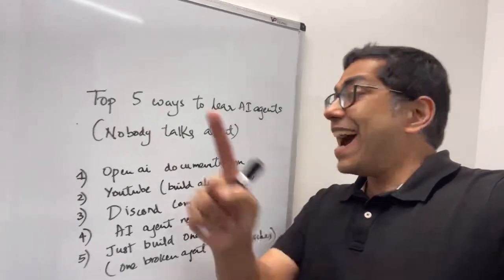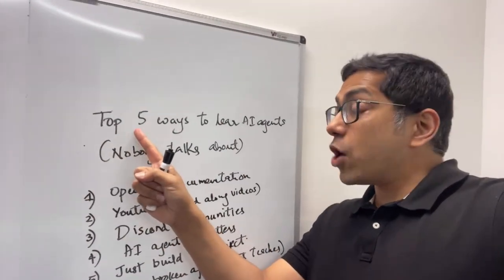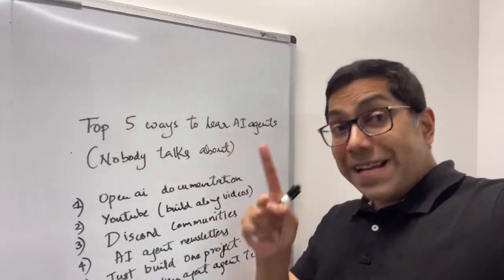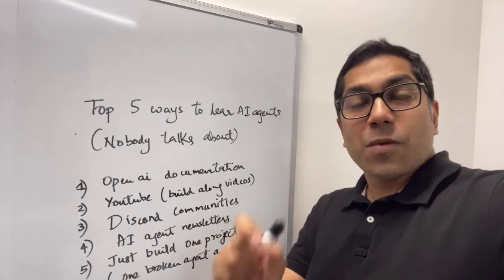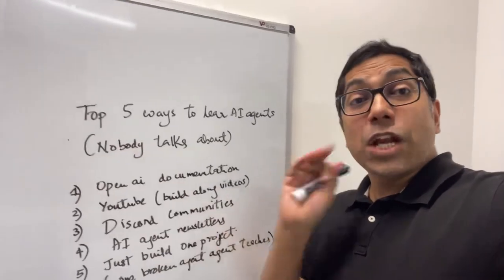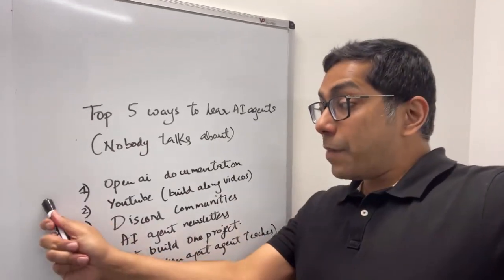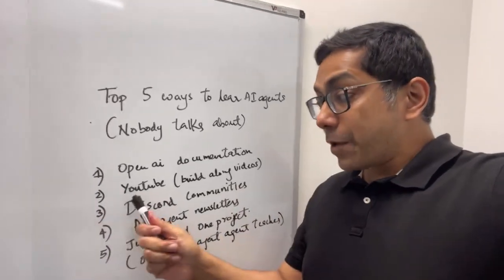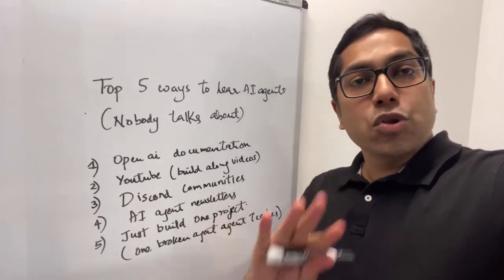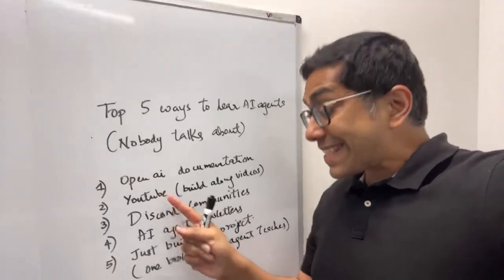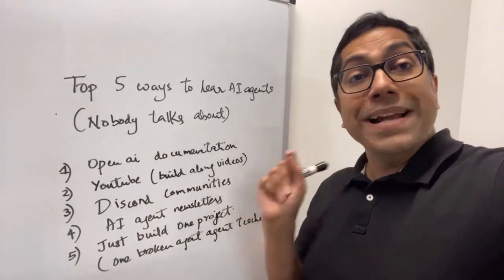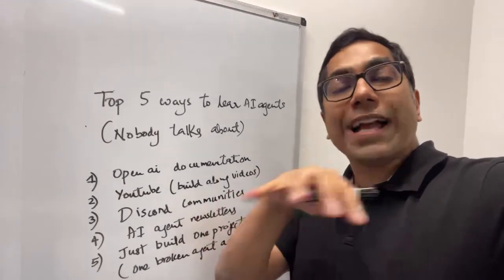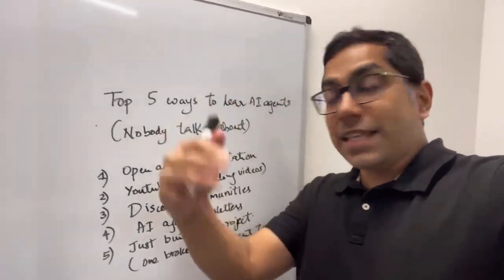Non-technical person, are you planning to learn and figure out the top 5 ways to build AI agents super fast? Well, you're at the right place. And this is something nobody's talking about. Number one, use OpenAI's documentation to actually learn about AI agents. Number two, most of the YouTube tutorials don't help except if they are marked with build along videos where you actually do the hands on with the video.